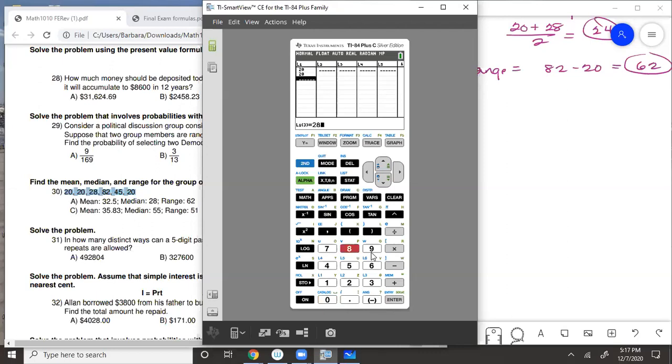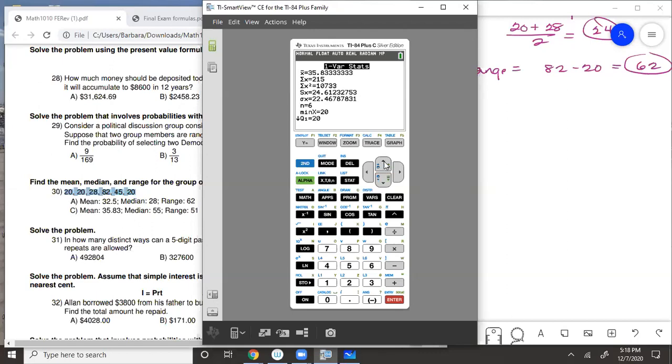Hit enter. 20, 45, and 20. So you don't even have to put them in order. And press stat, calc, enter. List L1. I won't put anything for the frequency, and then calculate, and we get our mean.